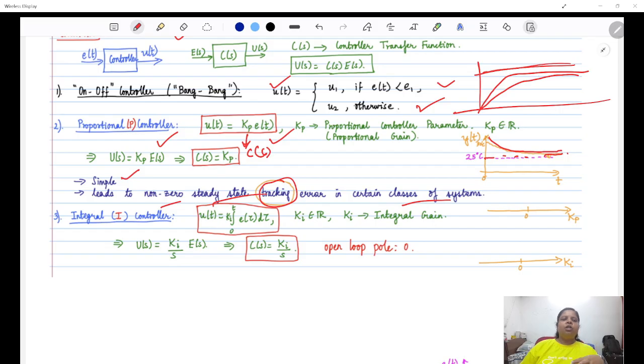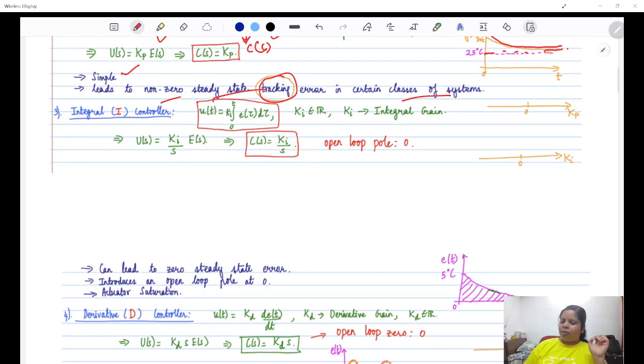Okay, so proportional action works directly proportional to the error. So the more the error, the more aggressive the controller would be. Okay, let's talk about integral control.